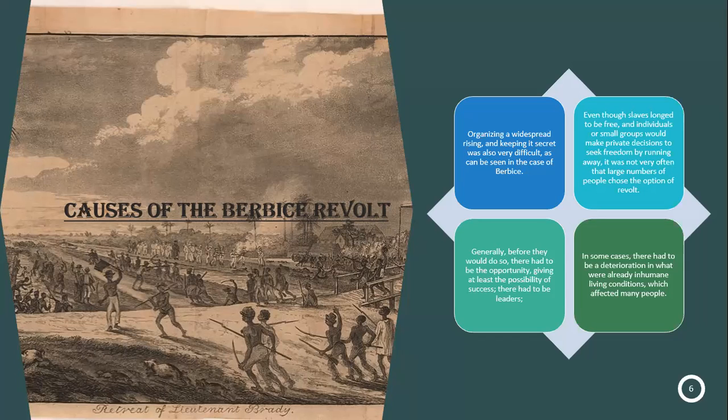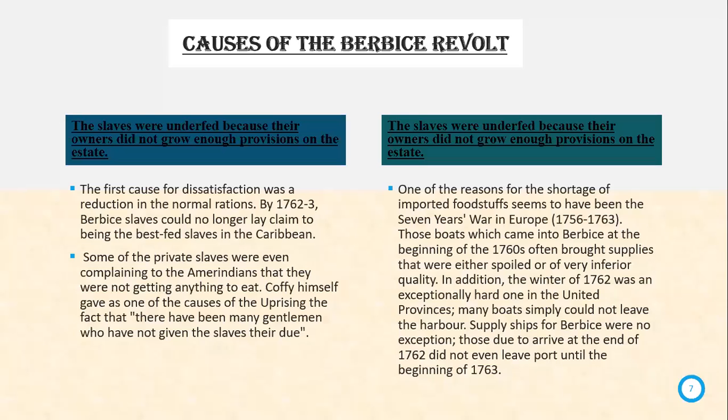Organizing a widespread rising and keeping it secret was very difficult, right? But generally, before they would do so, there had to be the opportunity, given at least the possibility of success. In some cases, there had to be a deterioration in what were already inhumane living conditions, which would affect many people.